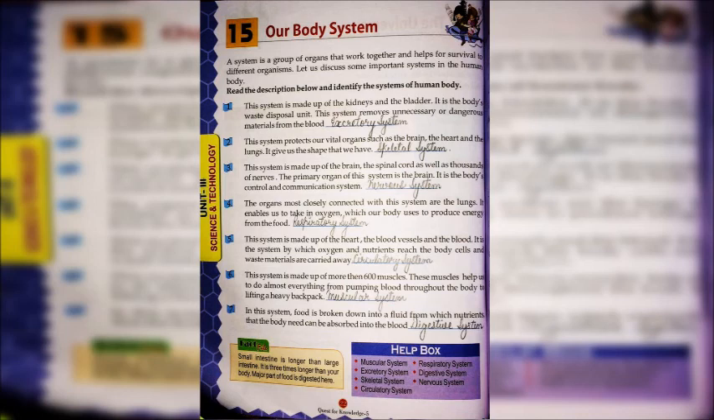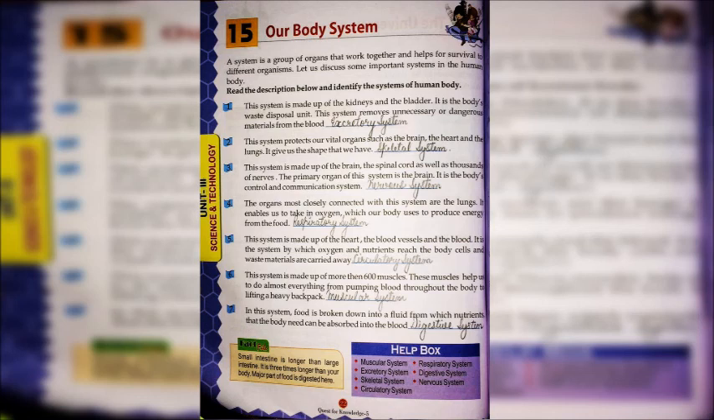Seventh one. So let me repeat all the answers once again. First is excretory system. Second is skeletal system. Third is nervous system. Fourth, respiratory system. Fifth, circulatory system. Sixth, muscular system. Seventh, digestive system. I hope you all have written in your book with the pencil and very carefully with the correct spellings.